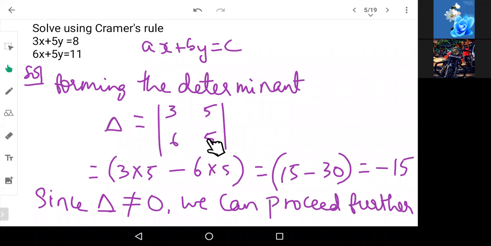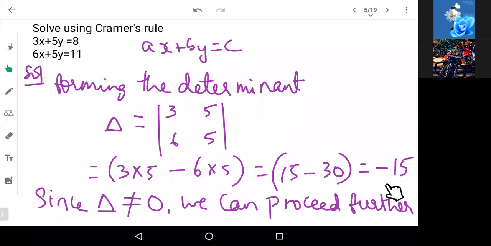Now, once you have a 2 by 2 matrix, you have to find the value of the determinant of the 2 by 2 matrix. That is just by cross multiplication, 3 into 5 and 6 into 5. You have to subtract both of them, and the delta value we found was minus 15. Now after this, we first have to analyze if the delta value is equal to 0 or not.